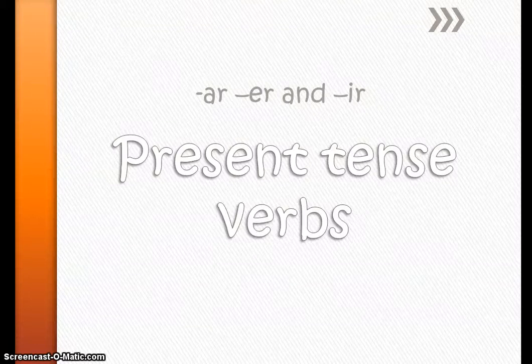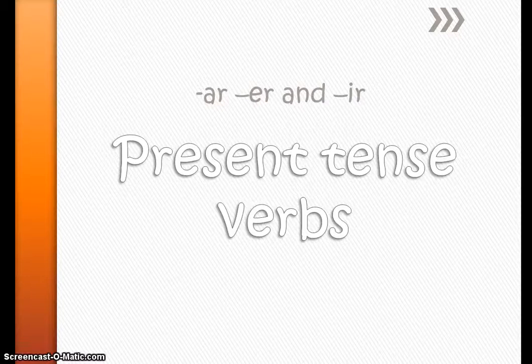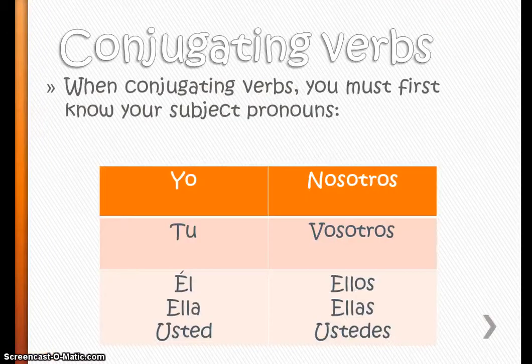In Spanish 1, we learned how to conjugate present tense verbs. Today we are going to review present tense AR, ER, and IR verb conjugations. So when you're conjugating verbs, the first thing that you must know are your subject pronouns.